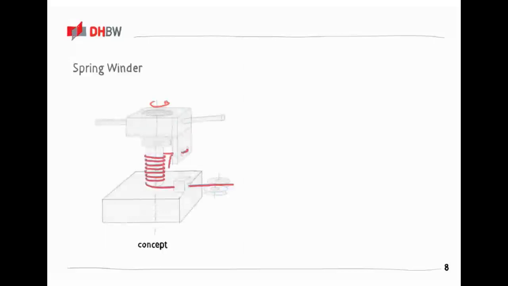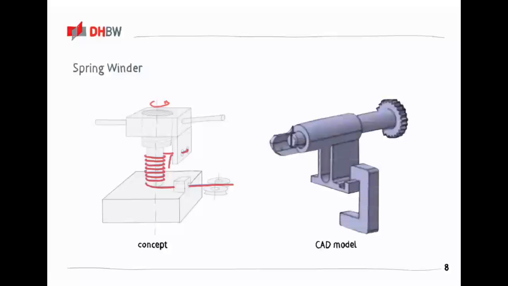Should the wire be wound around the pin, or should the kinematic chain be inversed so that the pin can turn? As the spring winders should be manufactured on 3D printers, the students later also prepared CAD models.